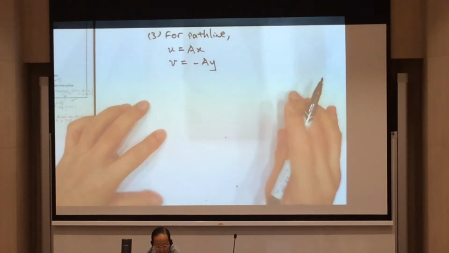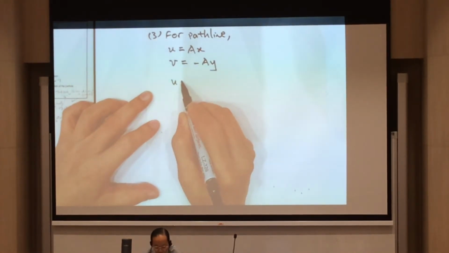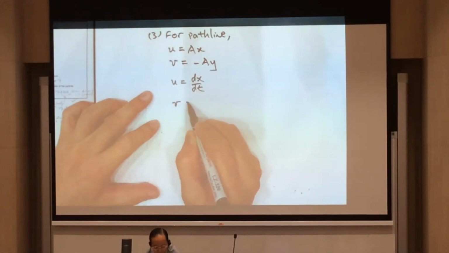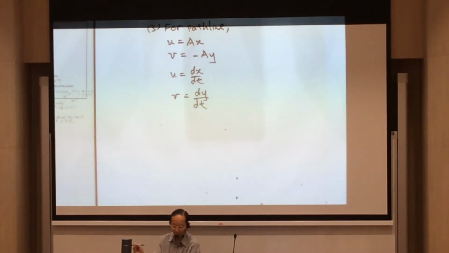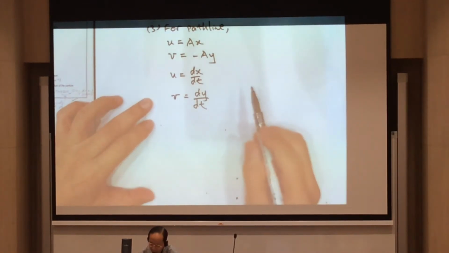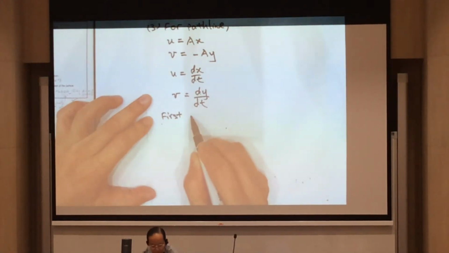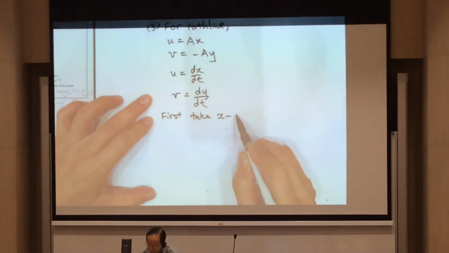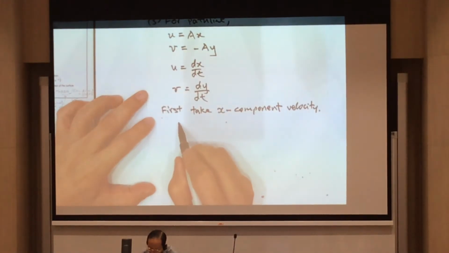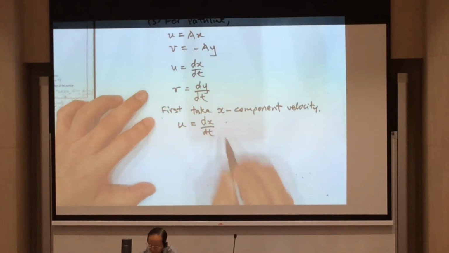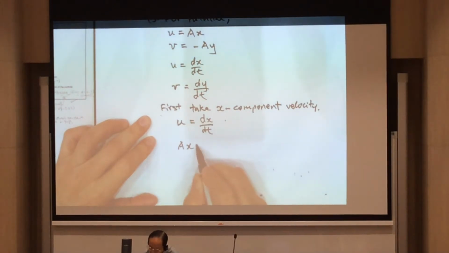Now, we also have u equals dx/dt. We know u is dx/dt, and v is actually dy/dt. Okay, from our earlier slides. So let's first take the x component velocity. First, we consider the u first. u is dx/dt. So we knew from above, u is ax. So ax is equal to dx/dt.